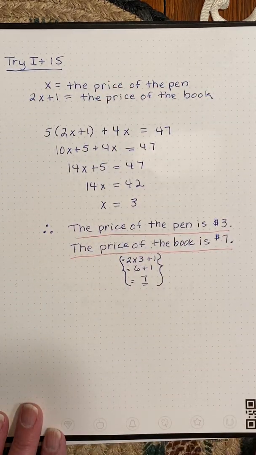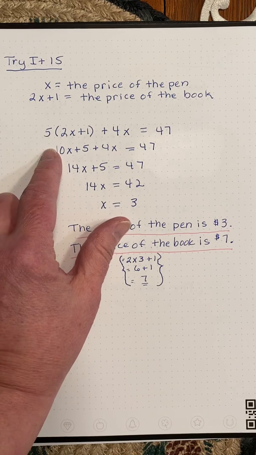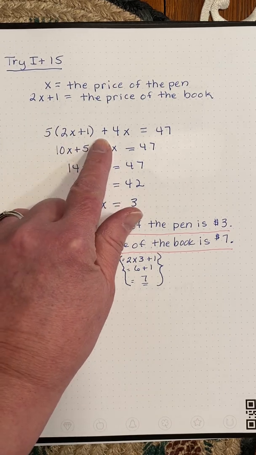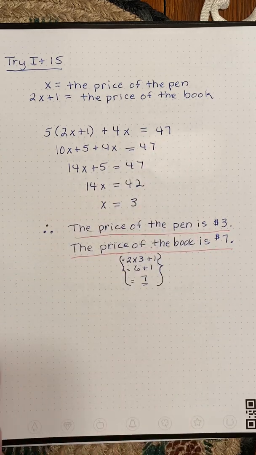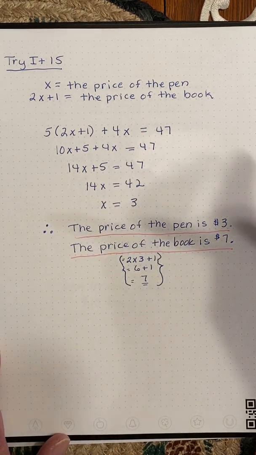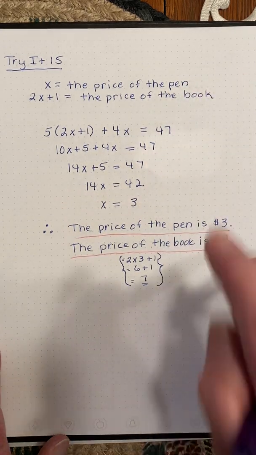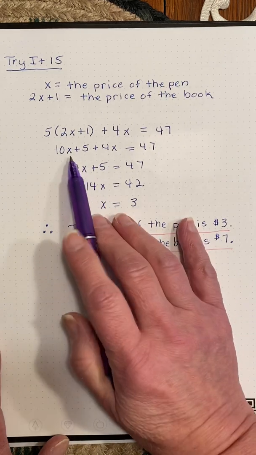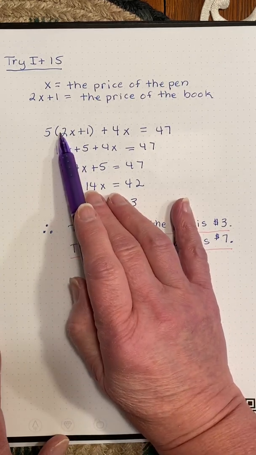Together, the total price of 5 books and 4 pens is $47. So I take 5 books, 5 times the 2x plus 1, plus 4 of the pens, which is 4x, equals 47. Okay, now I got my setup, and I can work it down to x, which will be the price of the pen. And then once I know that, I can plug it in here, and I'll find the price of the book.